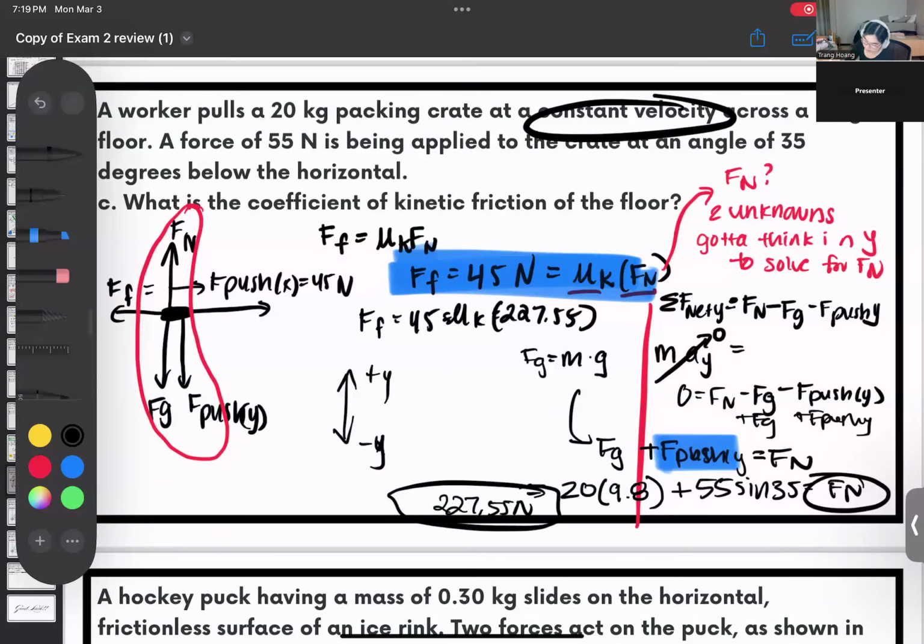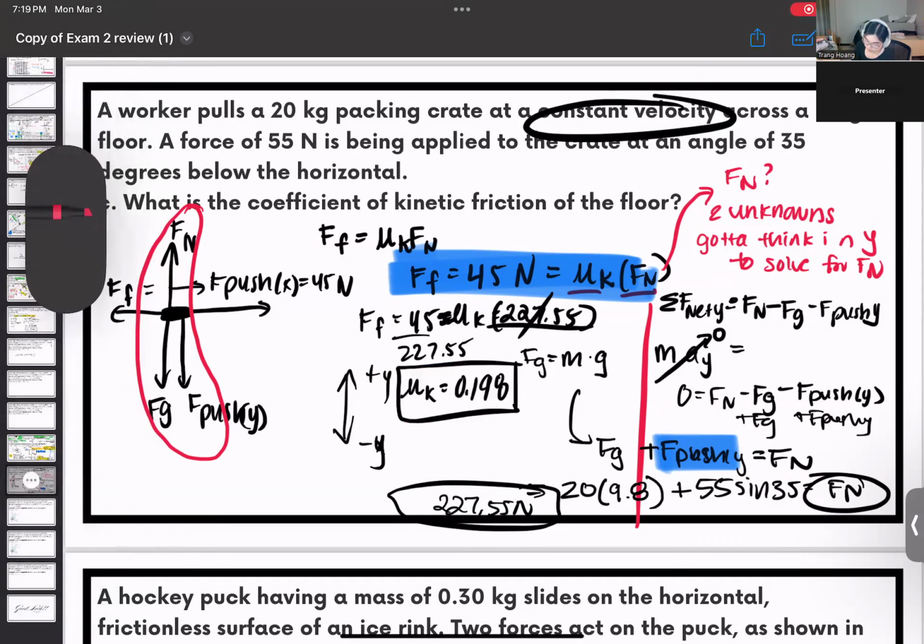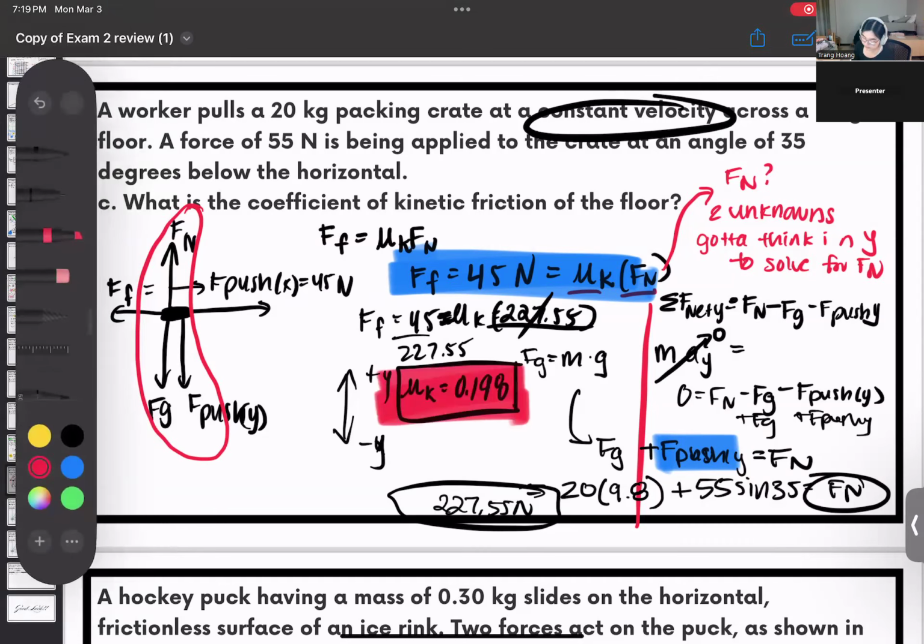227.55. All you gotta do is just divide each side by 227.55. And then you're gonna get a coefficient of a really small number. It should be a small number. And coefficients have no units. Okay. That's your answer. Kind of messy there, but we'll go over it after, okay, guys.